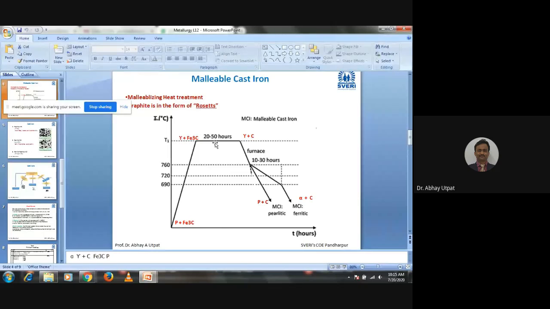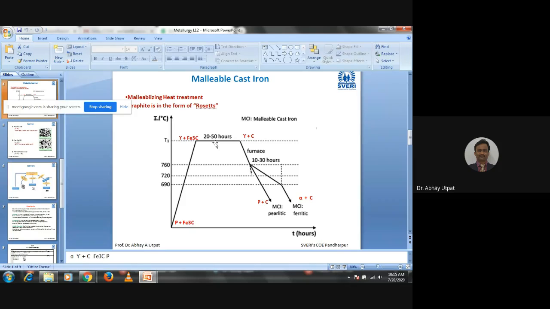When you cool it with two different cooling rates, you will get either pearlitic malleable cast iron or ferritic malleable cast iron. With moderate cooling, you will get pearlitic malleable cast iron. That is because on cooling, austenite is converted into pearlite and carbon remains carbon. But if you cool further slowly, the austenite is converted into pearlite in stage 1 up to 760 degrees Celsius. Pearlite is nothing but a mixture of ferrite plus cementite, that is alpha plus Fe3C.